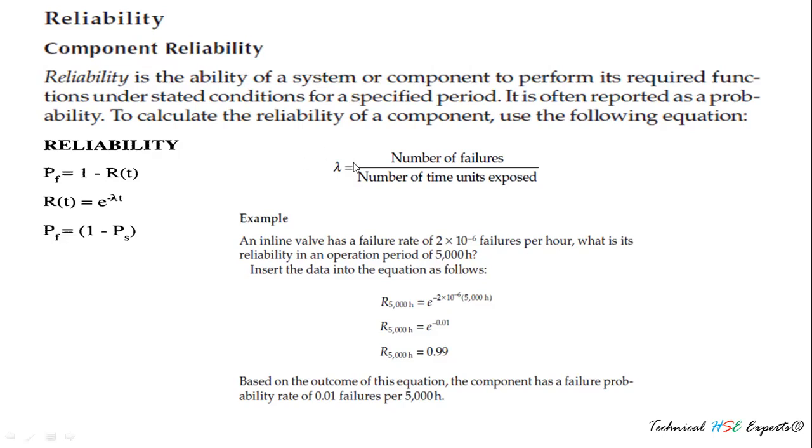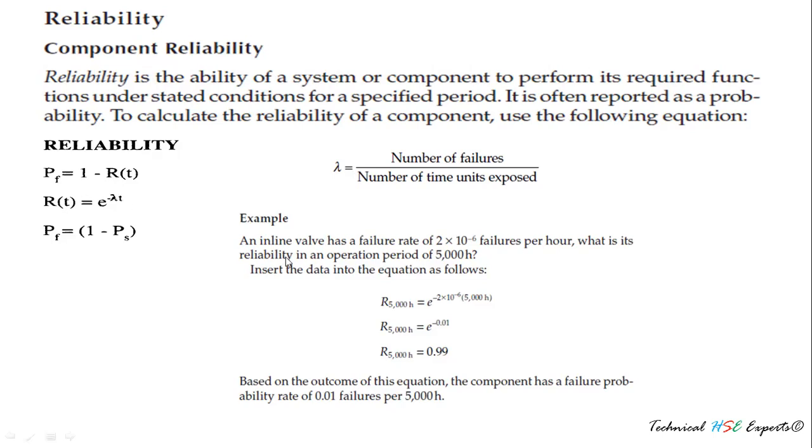Here the reliability formula is the second formula. R(T) is equal to e to the power of minus lambda T. What is lambda? Lambda is nothing but the failure rate, and T is the time period.